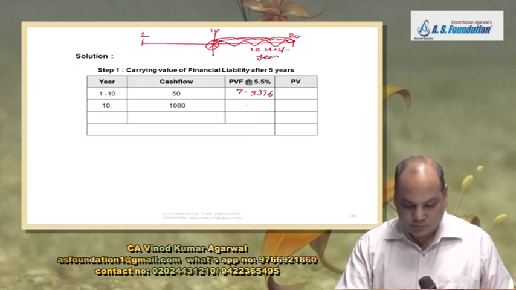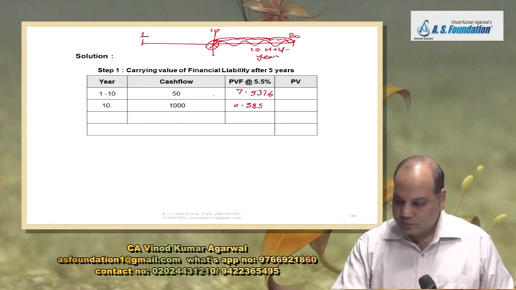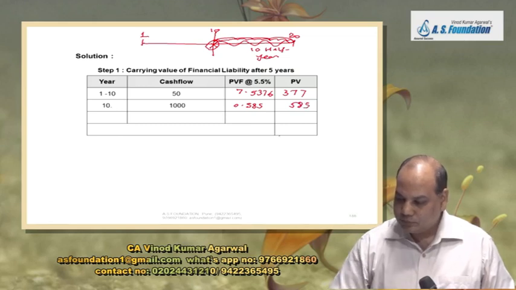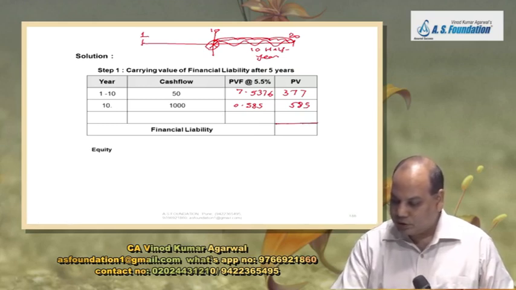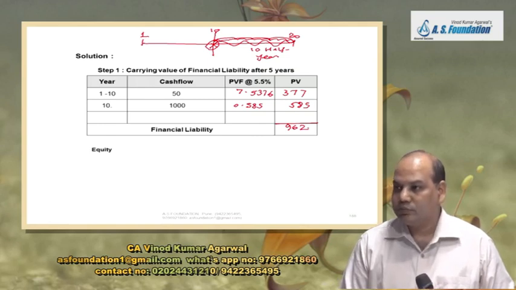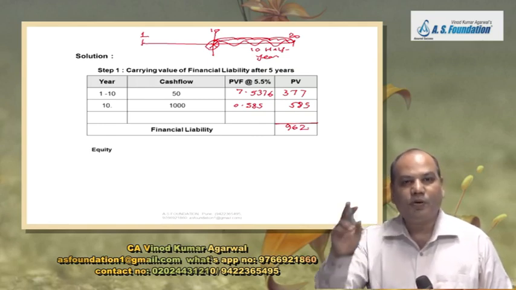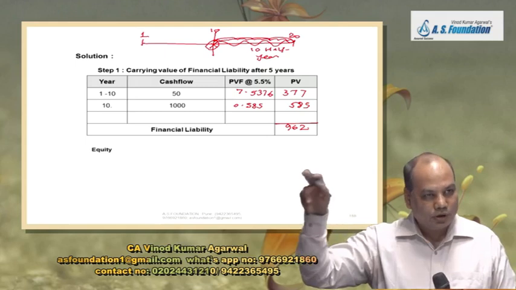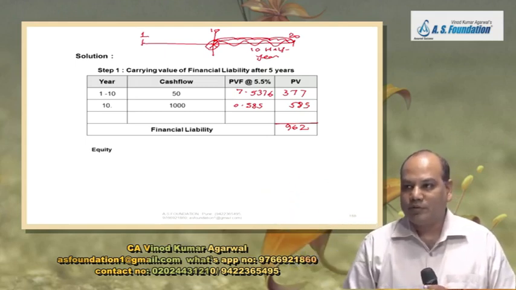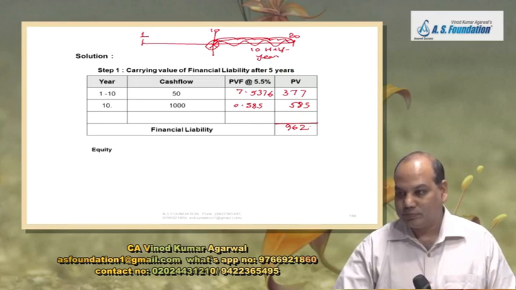5.5376. Okay, and this one, 58. Okay, let it be. Multiply this number. Rounded off, 377 you are getting, and 585 you are getting. So financial liability is equal to, on this date, your carrying amount will become 962. If you prepare the account for 5 years, this is the balance you will find in your account. That is one way to get this number.